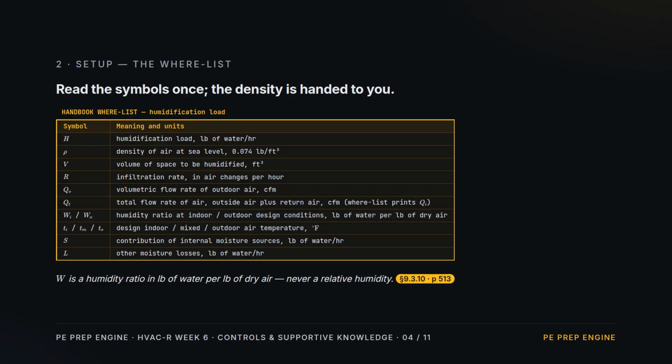And you don't look the density up. The where list hands you 0.074 pounds per cubic foot at sea level. Worth noticing, because it isn't the slightly different air density buried in the sensible heat factor you've used all course.